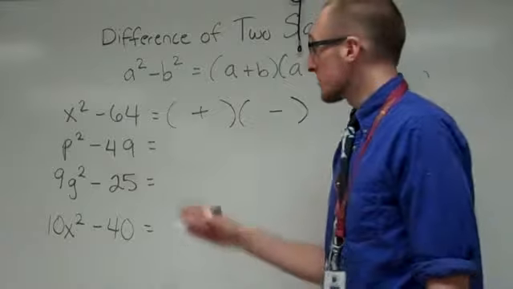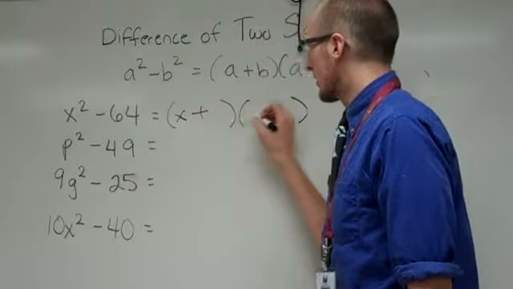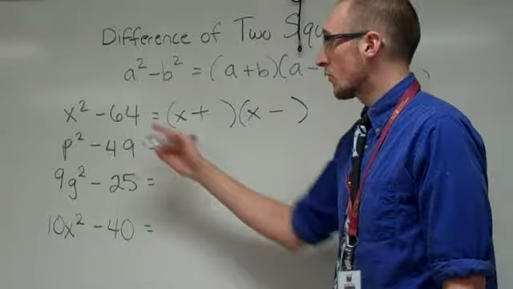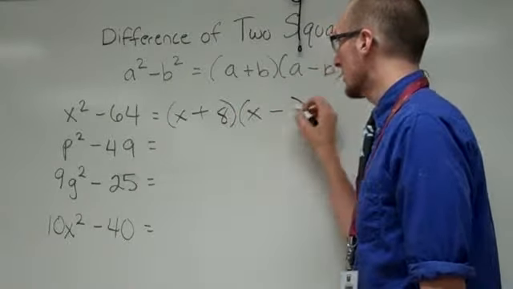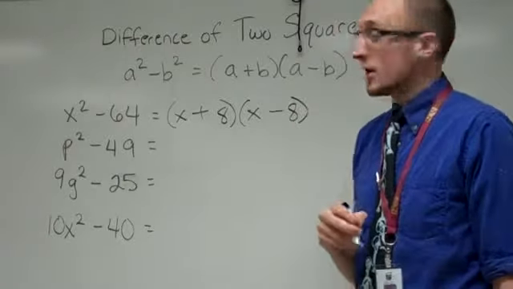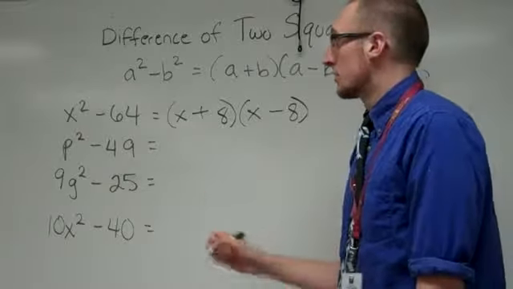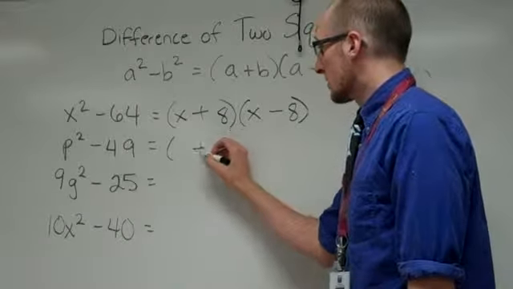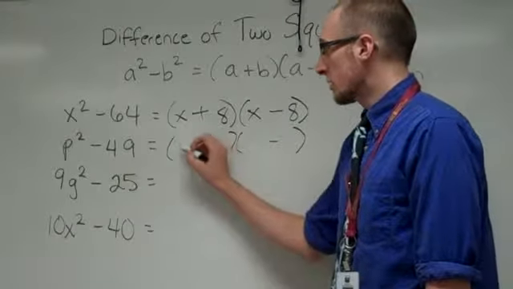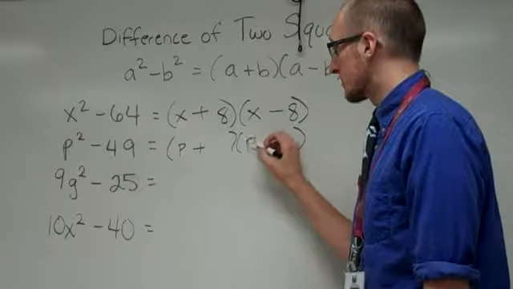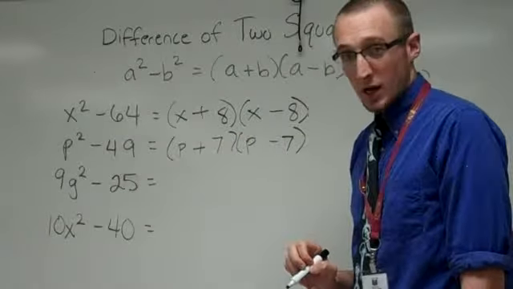Well, in this case, this is going to be x times x, so that's an x, and that's an x. And what times what is 64? Well, that's 8. Plus 8 and a minus 8. So this is what it would be factored out. We could do the same thing with the next one. It will always be plus something and then minus something. So p times p gives us p squared, and 7 times 7 gives us 49.